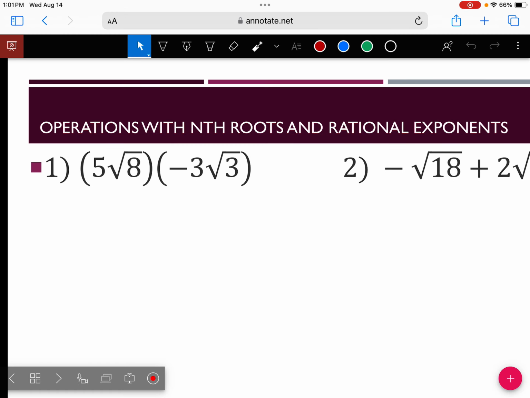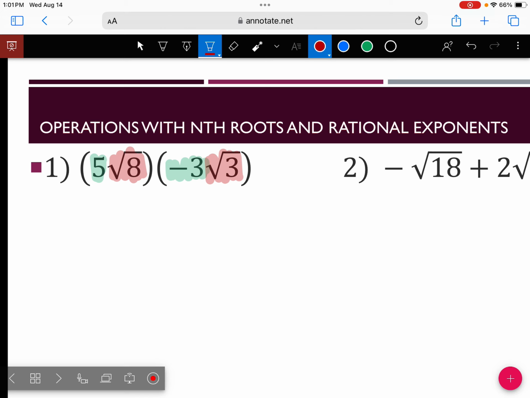Okay, so let's go ahead and get started. We're multiplying these two together. And you're going to multiply your square roots together. That's how you multiply. You multiply like by like.